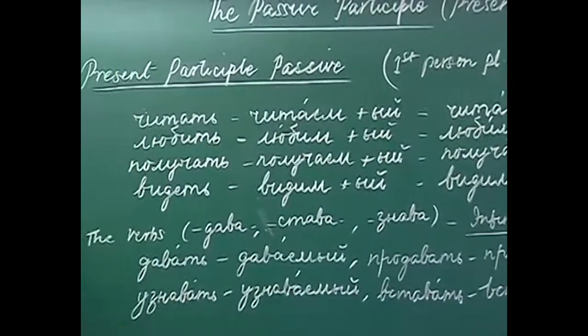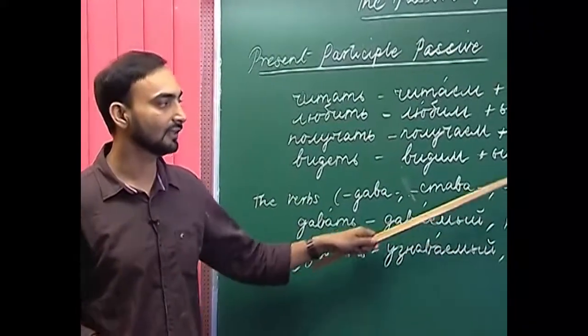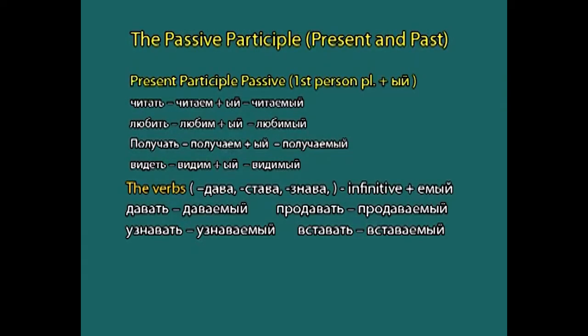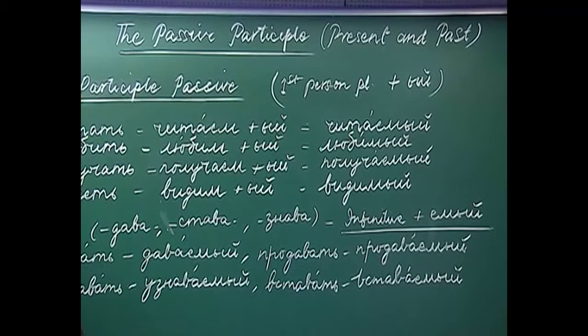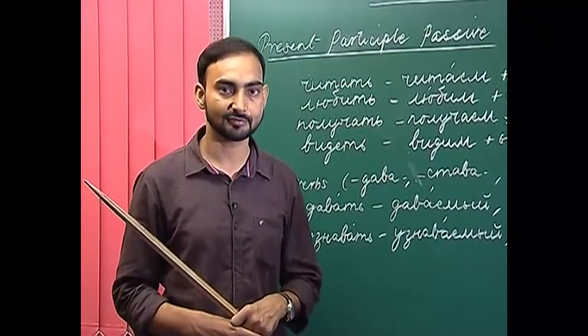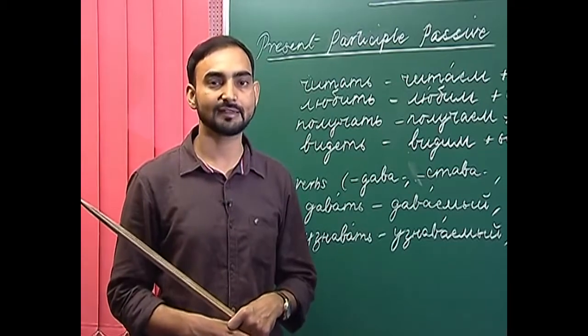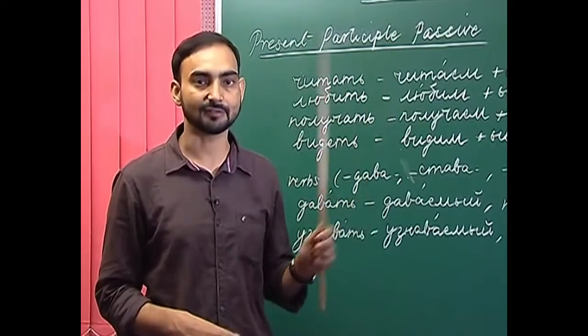If you come across any verb with these endings, you will have to follow this rule, that we derive their present participle passive from their infinitive forms. So this is about the formation of the present participle passive. So now we will look at the examples where we use the present participle passive.